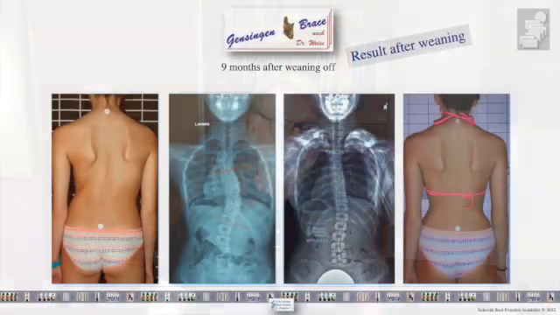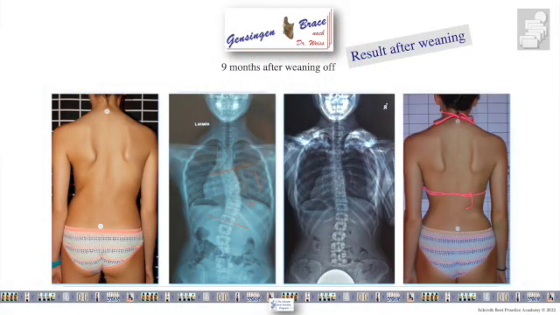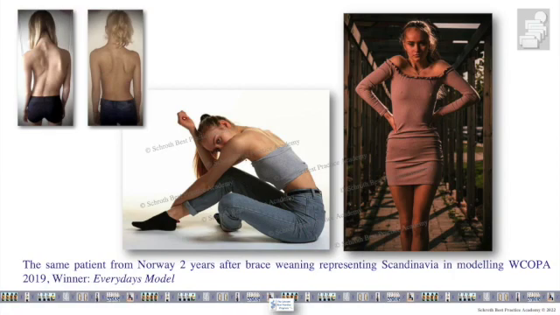A patient from Turkey successfully treated in the office of Nikos Tournevitis in Greece with a Gensingen brace. And finally, a patient from Norway with a collapsing spine nicely recompensated as early as after 6 weeks, as can be seen on the upper left. This patient won a model contest in California 2 years after brace weaning.